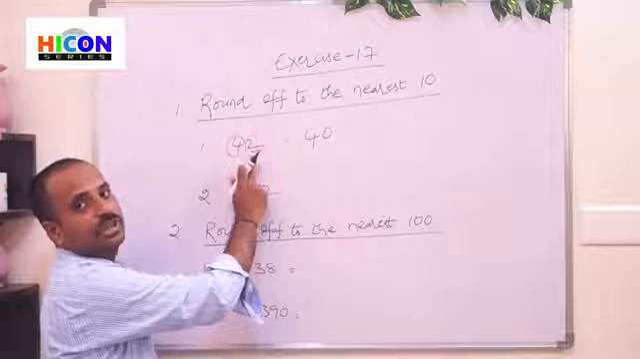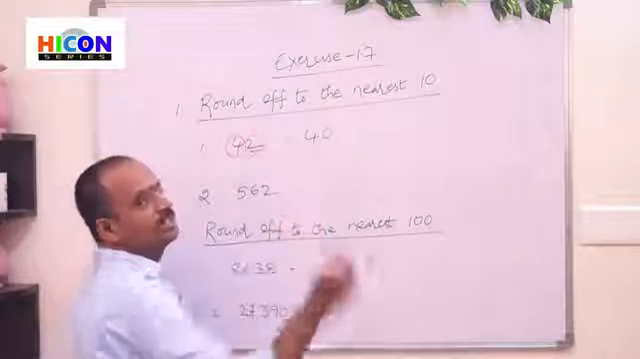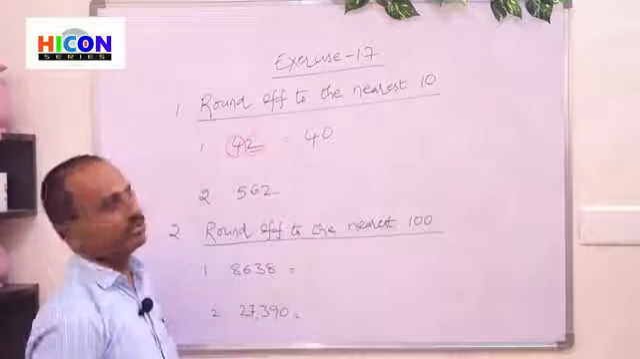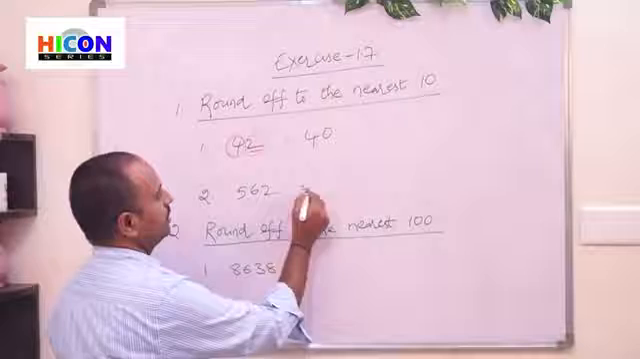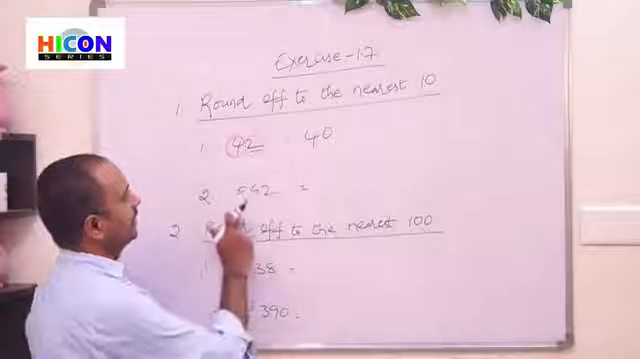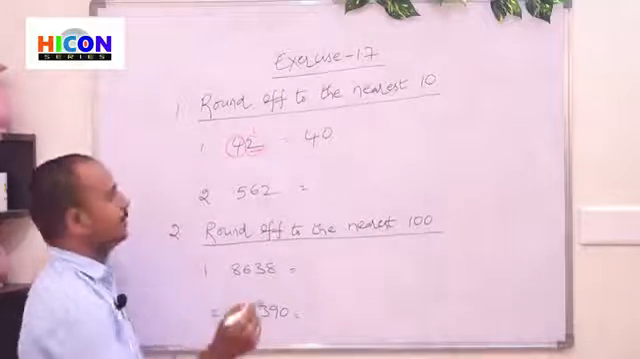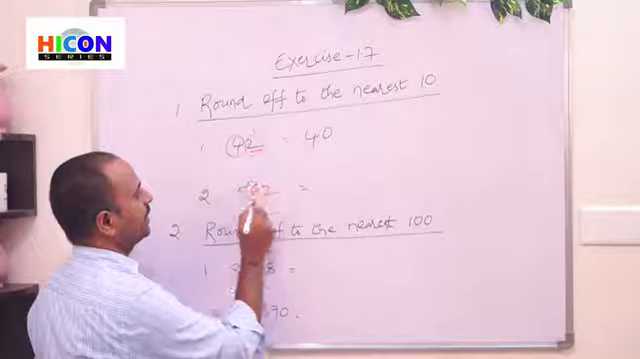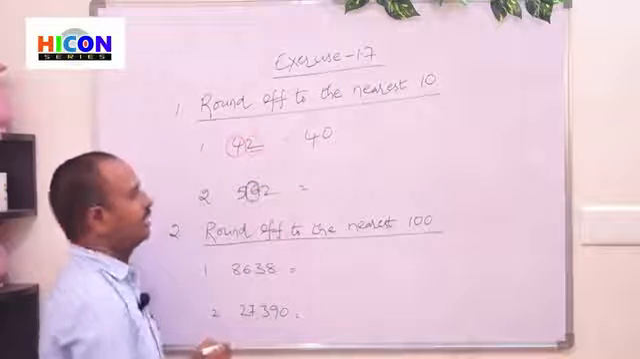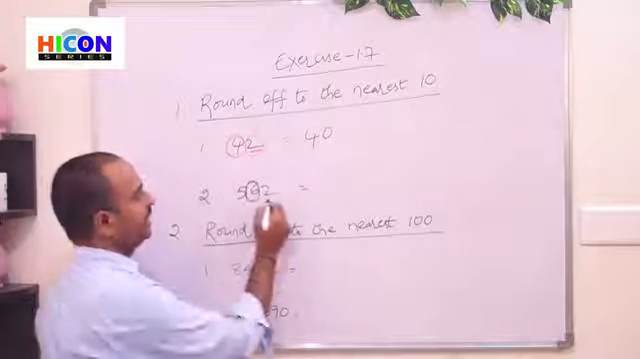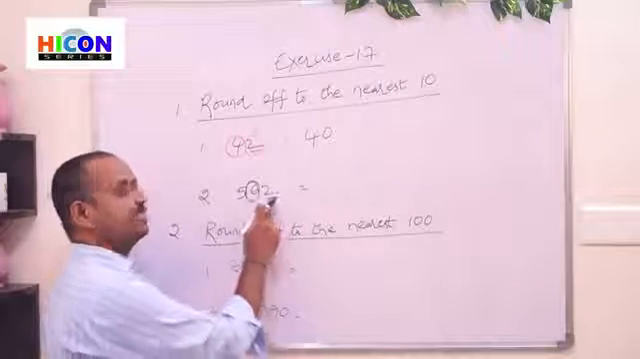So there is one digit after tens place. So we have to put 0 in the last. So the answer is 40. Next, see the second problem, that is 562. So identify the digit present in the tens place. Here 6 is present in the tens place. And identify the next digit. The next digit is 2 and it is less than 5.